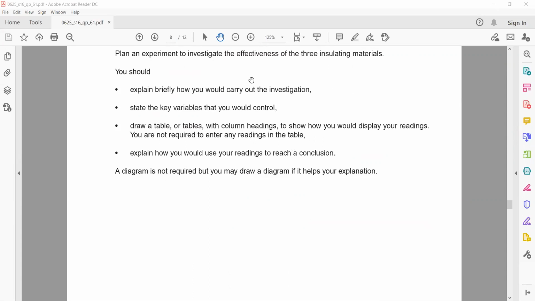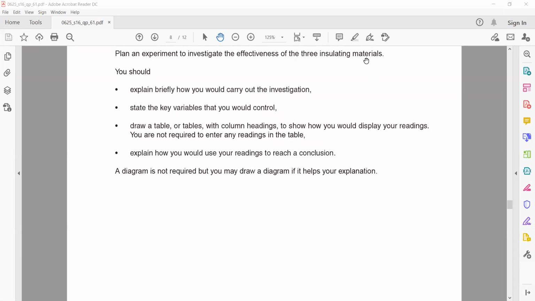Now you have to follow the steps. Plan an experiment to investigate the effectiveness of the three insulations. Briefly explain how you would carry out your investigation. State the key variables that you will control, the things which you will keep the same or constant. Draw a table or tables with column headings to show how you would display your readings or results. Explain how you would use your readings to reach a conclusion.